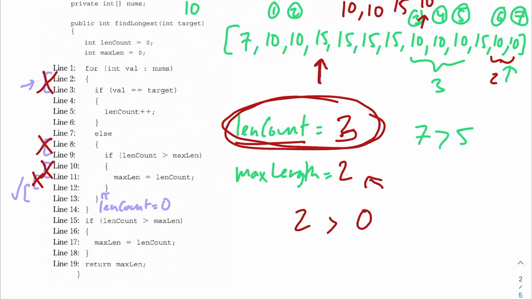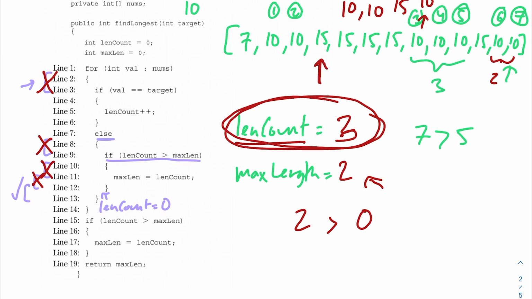The reason why is it's not too early, such that we're going to be clearing out our len count before we've set it equal to our max length, but it's also not within the if statement, such that we're not going to clear out our len count if our len count wasn't greater than max length. It's the perfect balance of waiting until we've done all the logic and not relying on some conditional that doesn't need to be true in order for our len count to be 0.